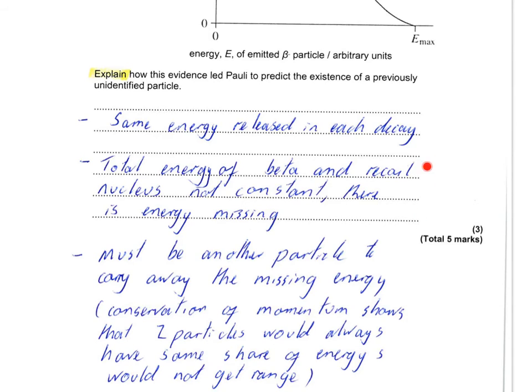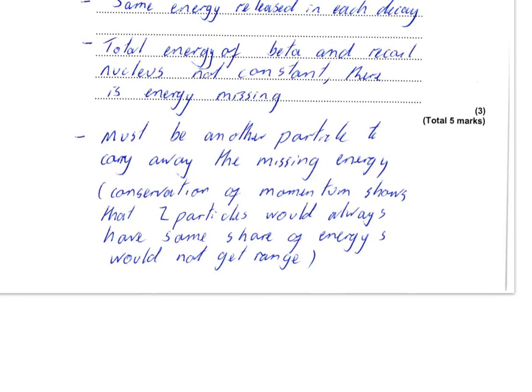And what's crucial is that the total energy of the beta and the recoil nucleus, so that's the beta particles coming out of a nucleus, and the total energy of that beta and the recoil nucleus isn't constant. In other words, there is missing energy, and therefore there must be another particle to carry away that missing energy.